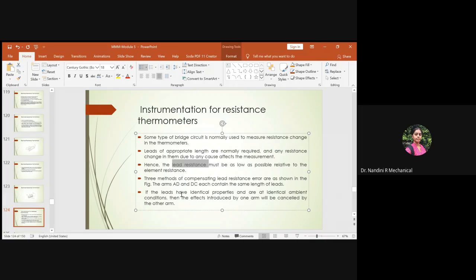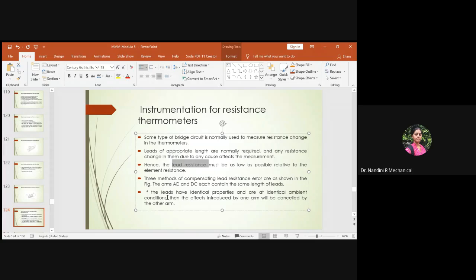Right? So if the lead wires have identical properties and are at identical ambient conditions, then the effect introduced by one arm will be cancelled by the other arm. So what is the first method? You are using the lead wires. If the lead wires are prepared using the same material, they will have similar properties, and due to that they will have identical ambient conditions. Ambient conditions are with respect to the temperature variations.